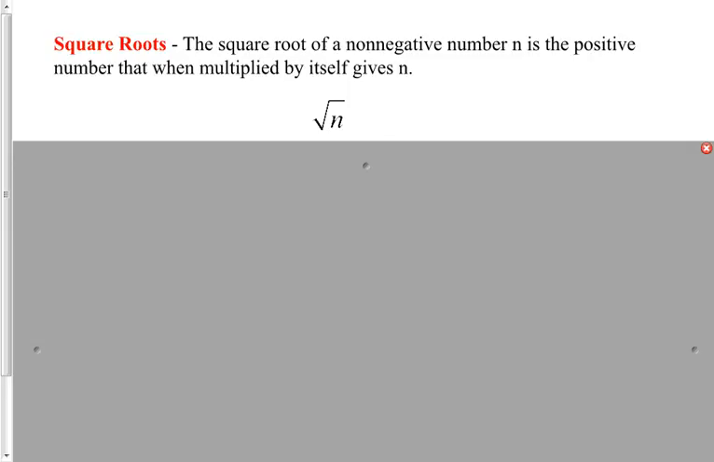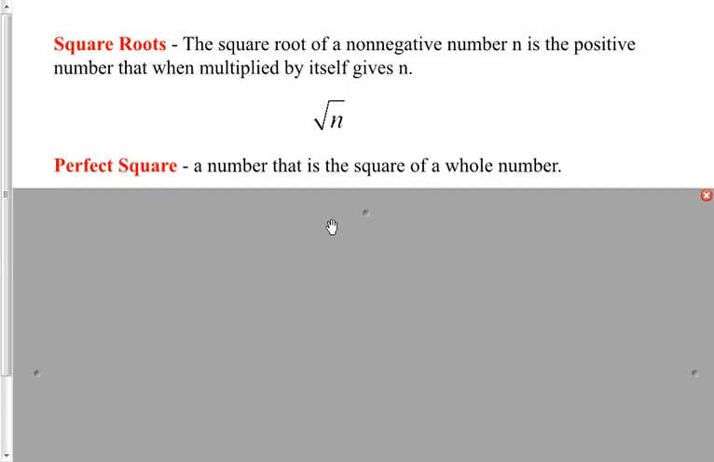Now let us define several terms. Square roots. The square root of a non-negative number n is the positive number that when multiplied by itself gives n. This is represented in this form, square root of n.